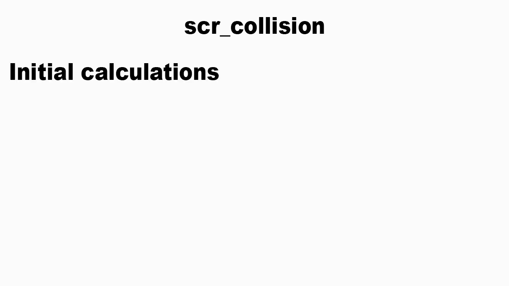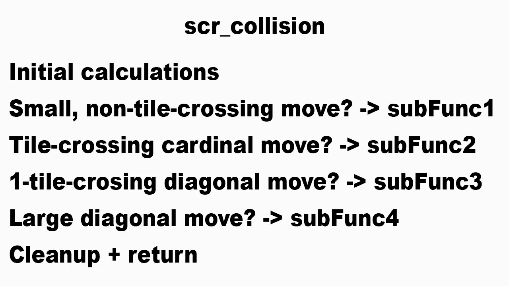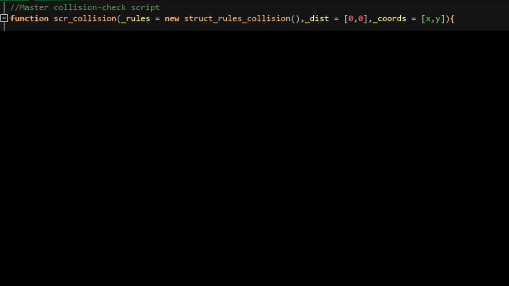The function itself, SCR collision, will act as a master function that makes the essential starting calculations and then passes them off to a given subfunction based on the complexity of the movement. My plan here is to have the script always do the bare minimum amount of work needed per frame to be as efficient as possible. So here's what we do in the master function.